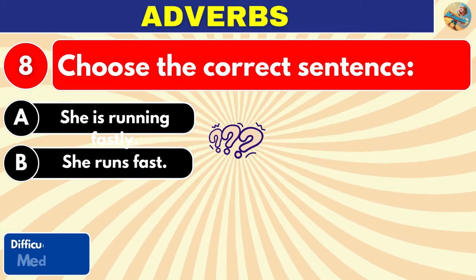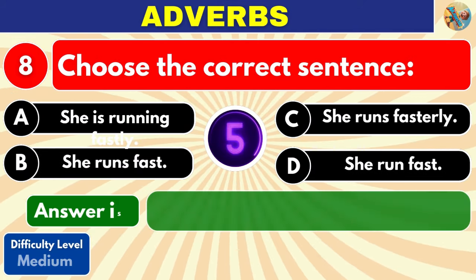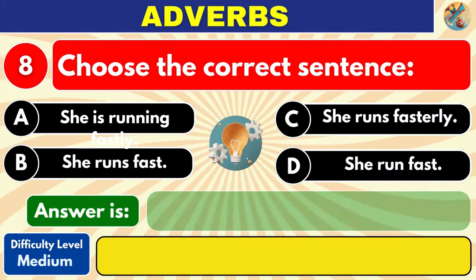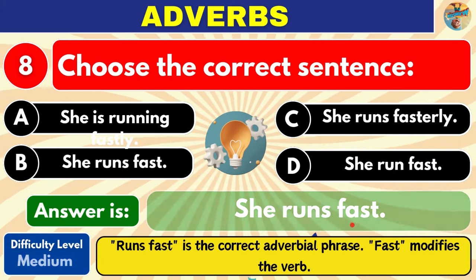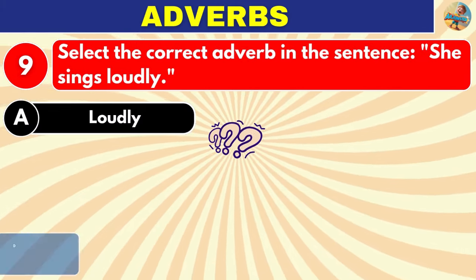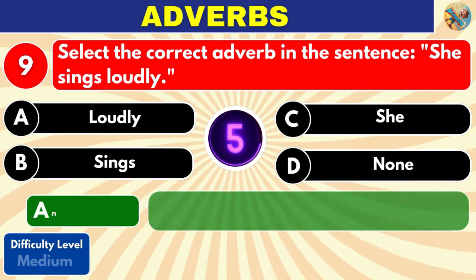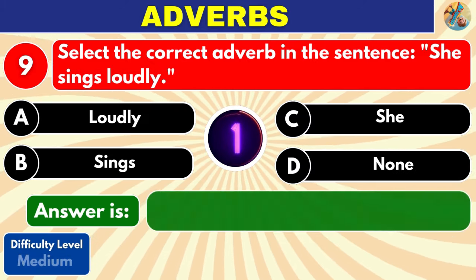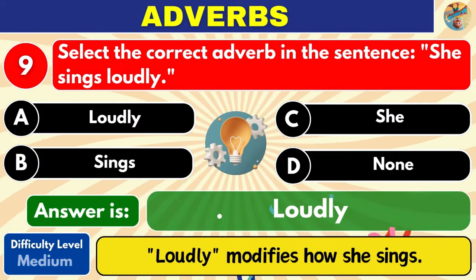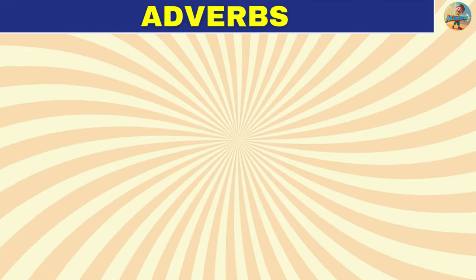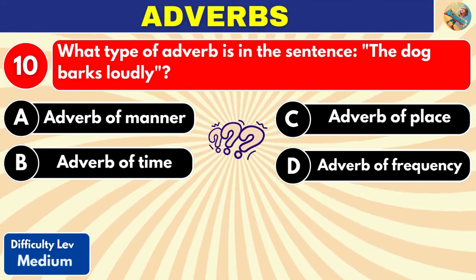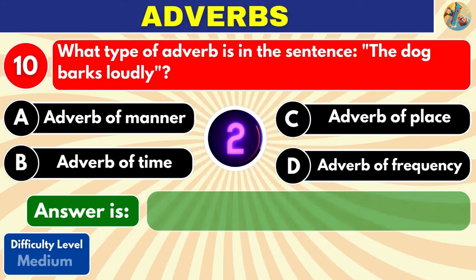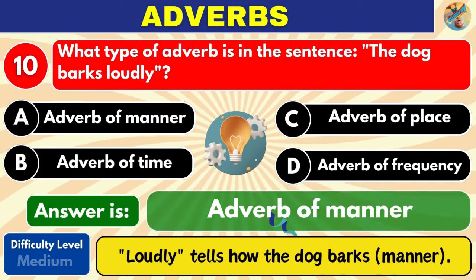Question 8 is choose the correct sentence. Answer 8 is she runs fast. Question 9 is select the correct adverb in the sentence. She sings loudly. Answer 9 is loudly. Question 10 is what type of adverb is in the sentence, the dog barks loudly? Answer 10 is adverb of manner.